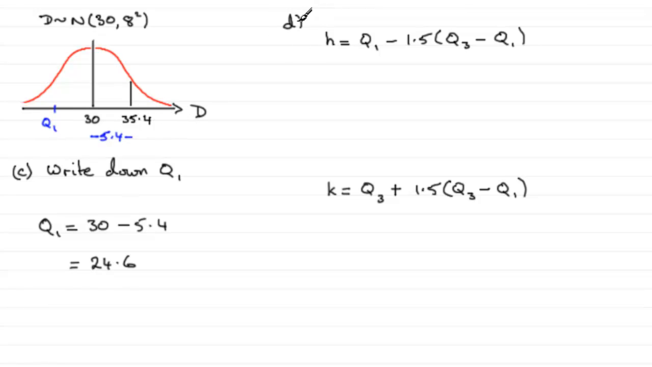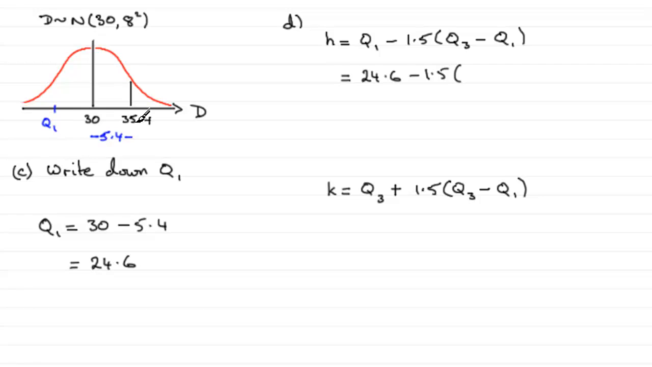And in part D, they ask us to work out two outliers. We've got this outlier, H, and this outlier K, and it's defined by these two equations here. So we've got to work them out, and that's going to be very simple now because all we need to do is substitute our values in that we found. Q1 then is 24.6 minus 1.5 multiplied by Q3 minus Q1. Q3 minus Q1, by the way, is called the interquartile range.